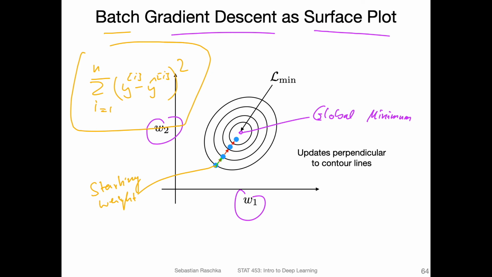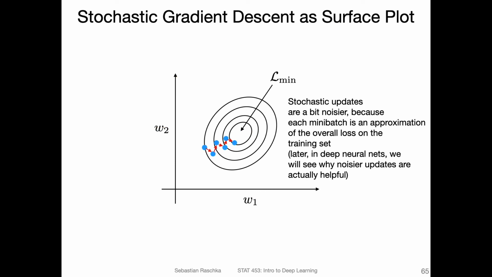If we use something like stochastic gradient descent, so that is if we only update based on one data point at a time or based on a mini batch, then the updates will be a little bit noisier. So instead of going straight to the center, there will be like this little zigzag. For linear regression, this is probably not ideal, because why would we want to do that? There's no point doing that.